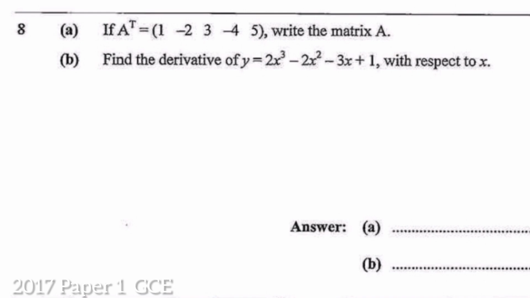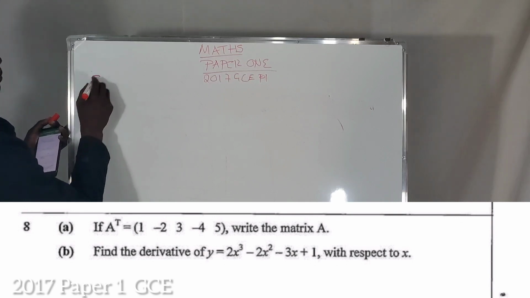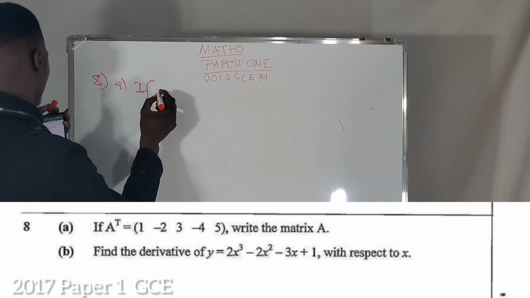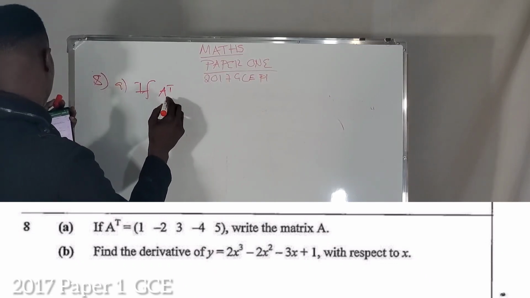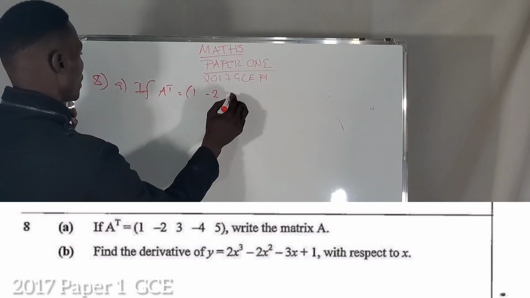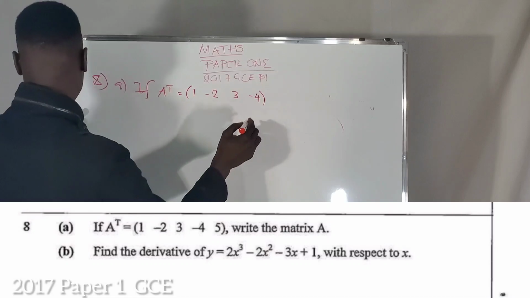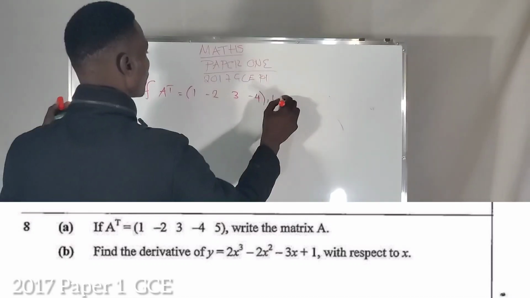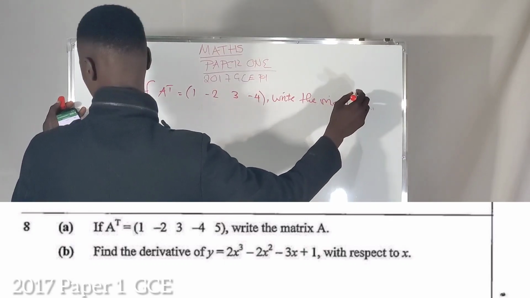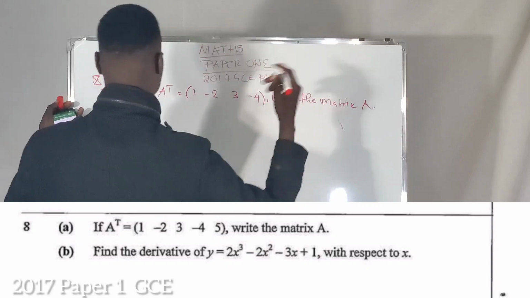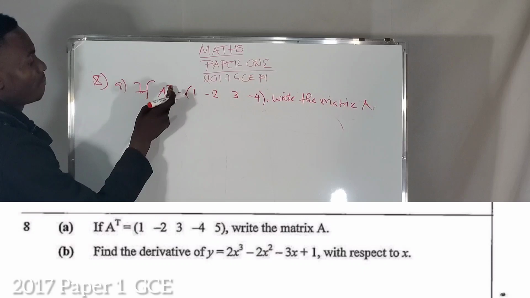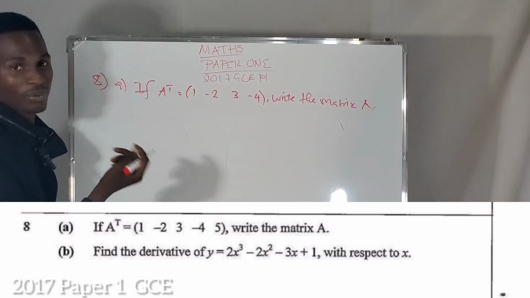Okay, so question 8. There are 2 questions. There is A, they're saying if A to the power T is equal to 1, -2, 3, -4, write the matrix A. This one is 1 mark. Let's solve it, then we go to B. Whenever you see a letter raised to a power T here, just know that that is a transpose.